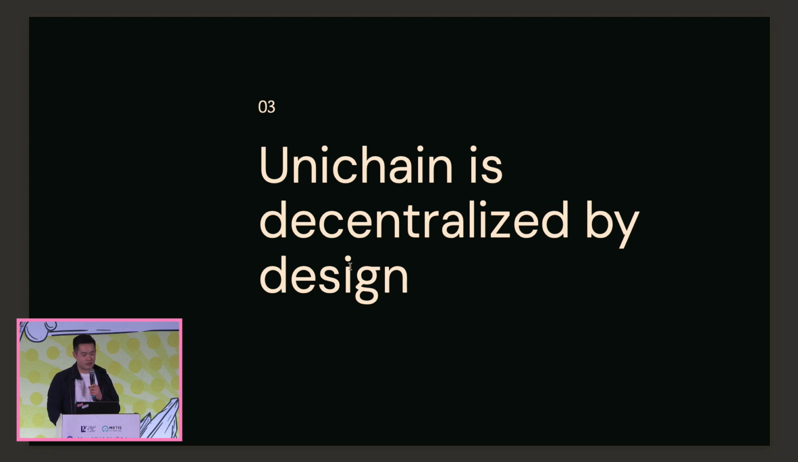Next, Unichain is decentralized by design. As the Ethereum rollup roadmap has scaled, we've seen new security models and new trust assumptions. And those things work great. They are safe for users. They're making things better for users. But we saw an opportunity to advance decentralization, especially in the areas that we're experts in, which is on-chain trading and DeFi.